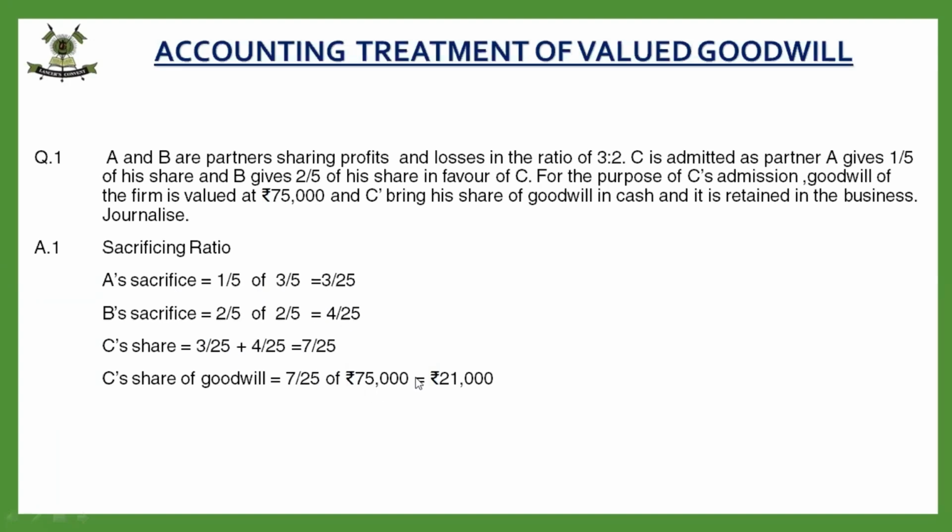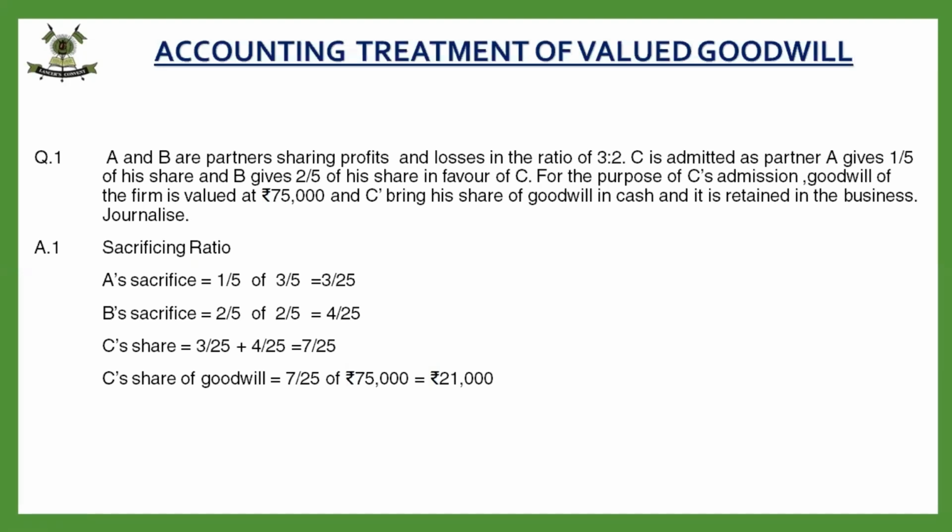I hope sacrifice is clear. C's new share is equal to A's sacrifice plus B's sacrifice. So this comes out to be 7/25. So C is going to bring 7/25 of 75,000. That is 21,000. Now my question is, how will this 21,000 be distributed amongst A and B? In which ratio will this 21,000 be distributed between A and B? And what will be the journal entry for that?